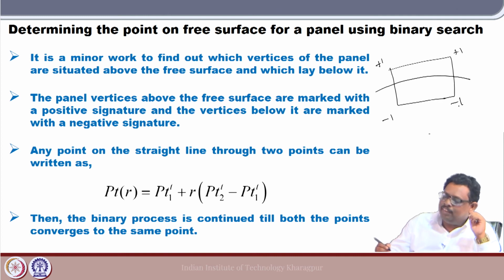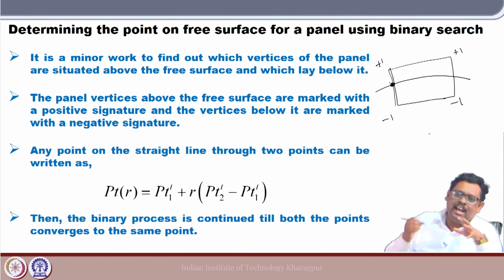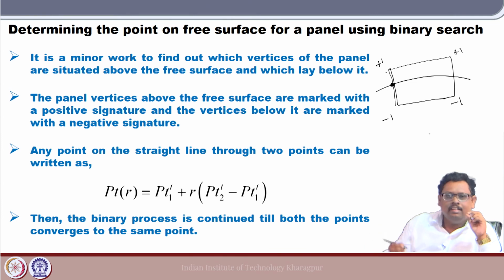Next, you have to approach from the negative signature to the positive signature and find out at which location it intersects. Definitely your free surface is intersecting here. So, you see that the algorithm is not that difficult. I find out those 4 points, right.